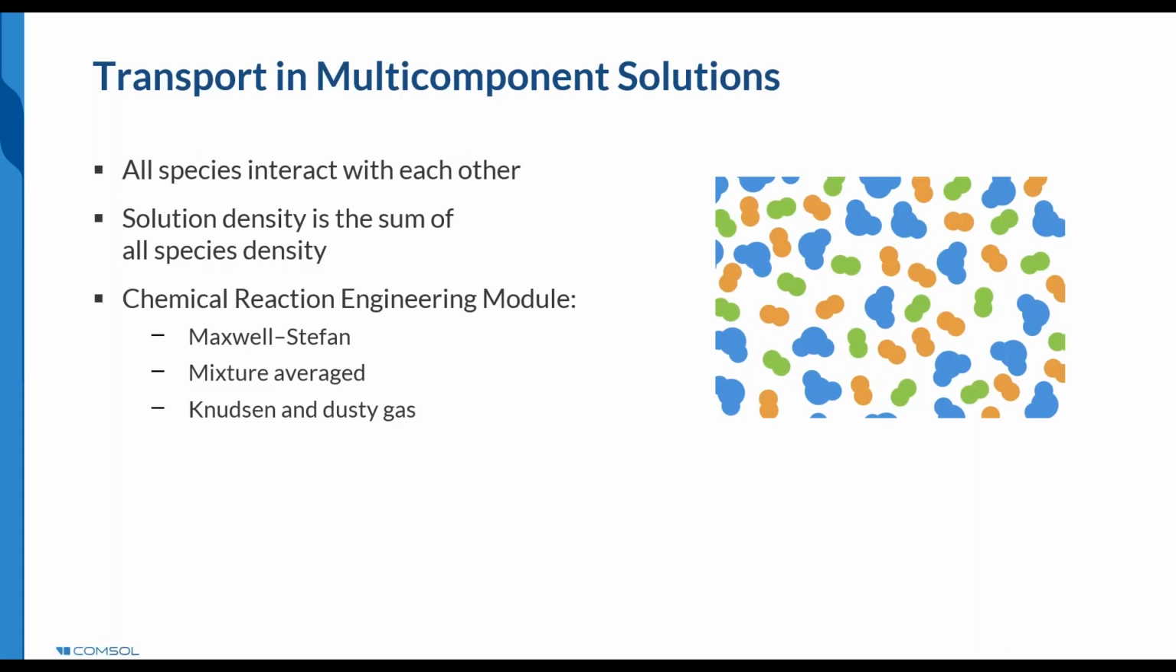For more complex multi-component systems where each species has a significant interaction with one another, it's often more appropriate to use a multi-component transport model. COMSOL offers the Maxwell-Stefan or the mixture-averaged transport models to help describe this. The Knudsen and dusty gas models are also included. This is an approach more commonly used for gas phase systems, but could be used if you are looking at quite complex mixtures.